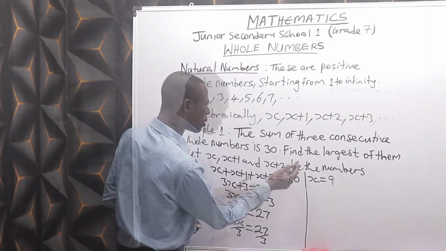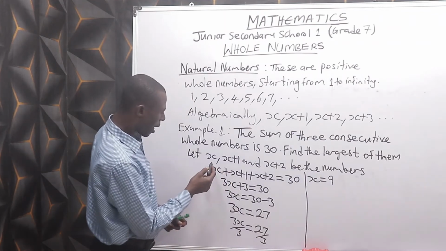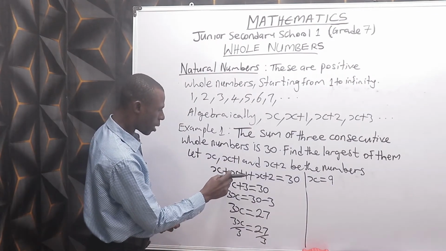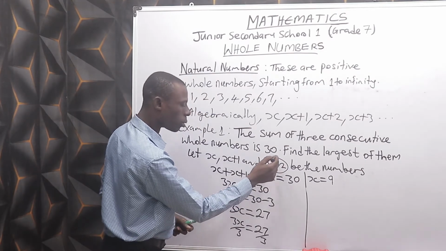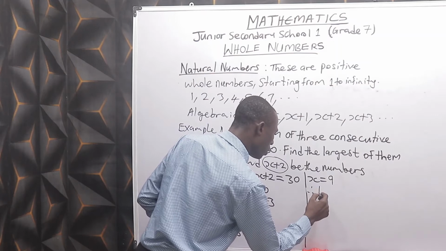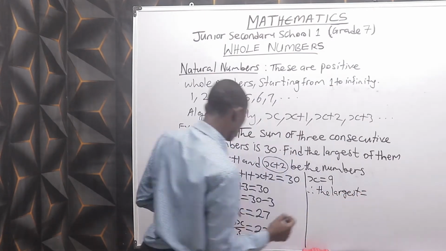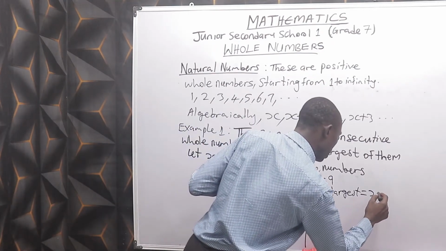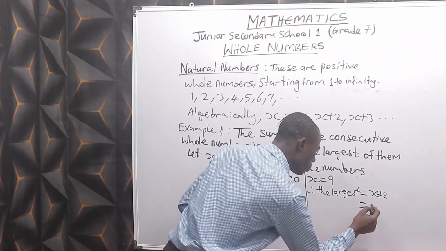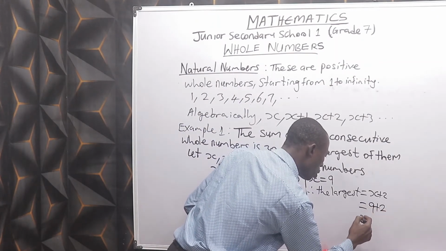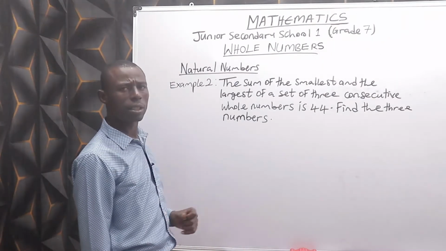Now, remember, we are to find the largest of them. The largest of x, x plus 1, and x plus 2 is this x plus 2. Therefore, the largest is equal to x plus 2. x plus 2, which is, remember, x is 9. 9 plus 2, which is 11. That is the answer. Let's look at this example 2.